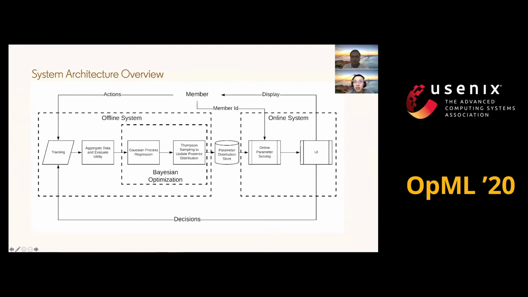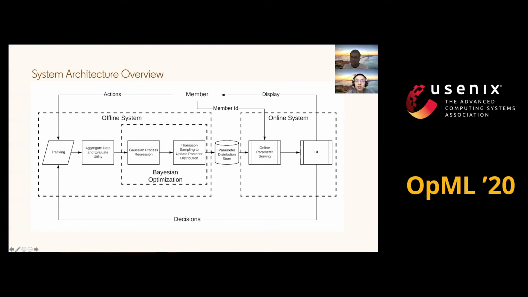Aggregated utilities and associated parameters are sent to the Bayesian optimization module. The Bayesian optimization module is divided into two components, the Gaussian process regressor and the Thompson sampler. At a high level, the Gaussian process regressor is a nonlinear model fitting method, which outputs the fitted mean functions and the variance functions. The Thompson sampler takes the fitted mean functions and variance functions, and suggests the distributions of parameters in the next run. After the distribution is generated, we store this information in an online parameter distribution store.